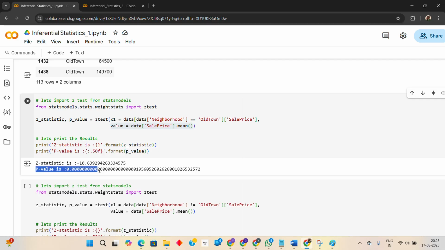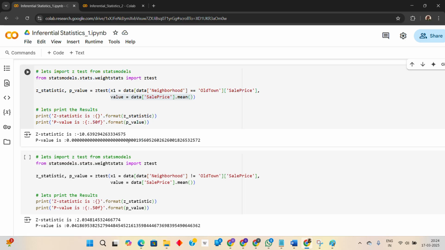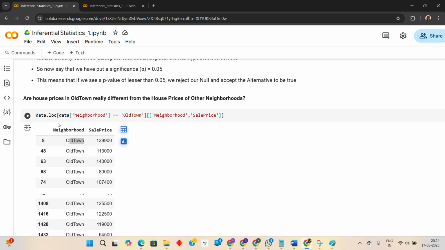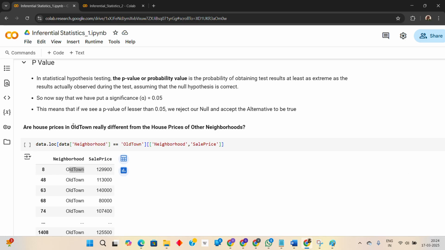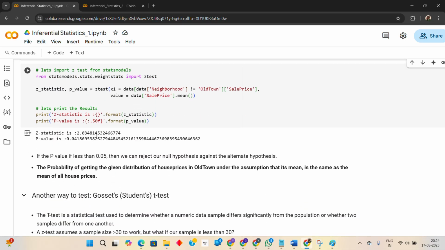If you see, the p-value is 0.00000, which means it is less than 0.05. That means the null hypothesis is false and the alternate hypothesis is true. What is the null hypothesis? Both are the same. This is what the null hypothesis is saying, but actually they are not. Old Town sale price is different from other neighborhood sale price. This is what we got.